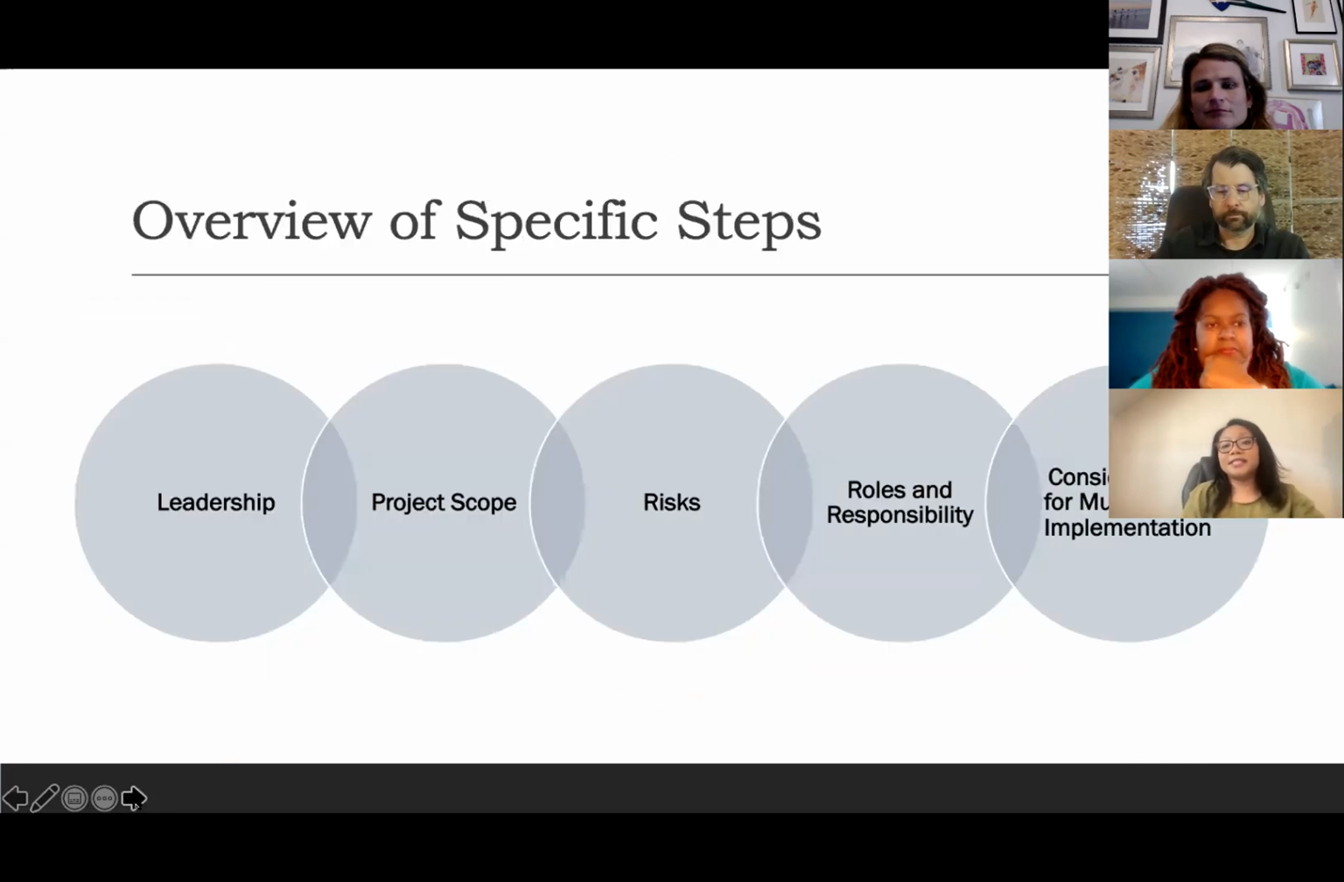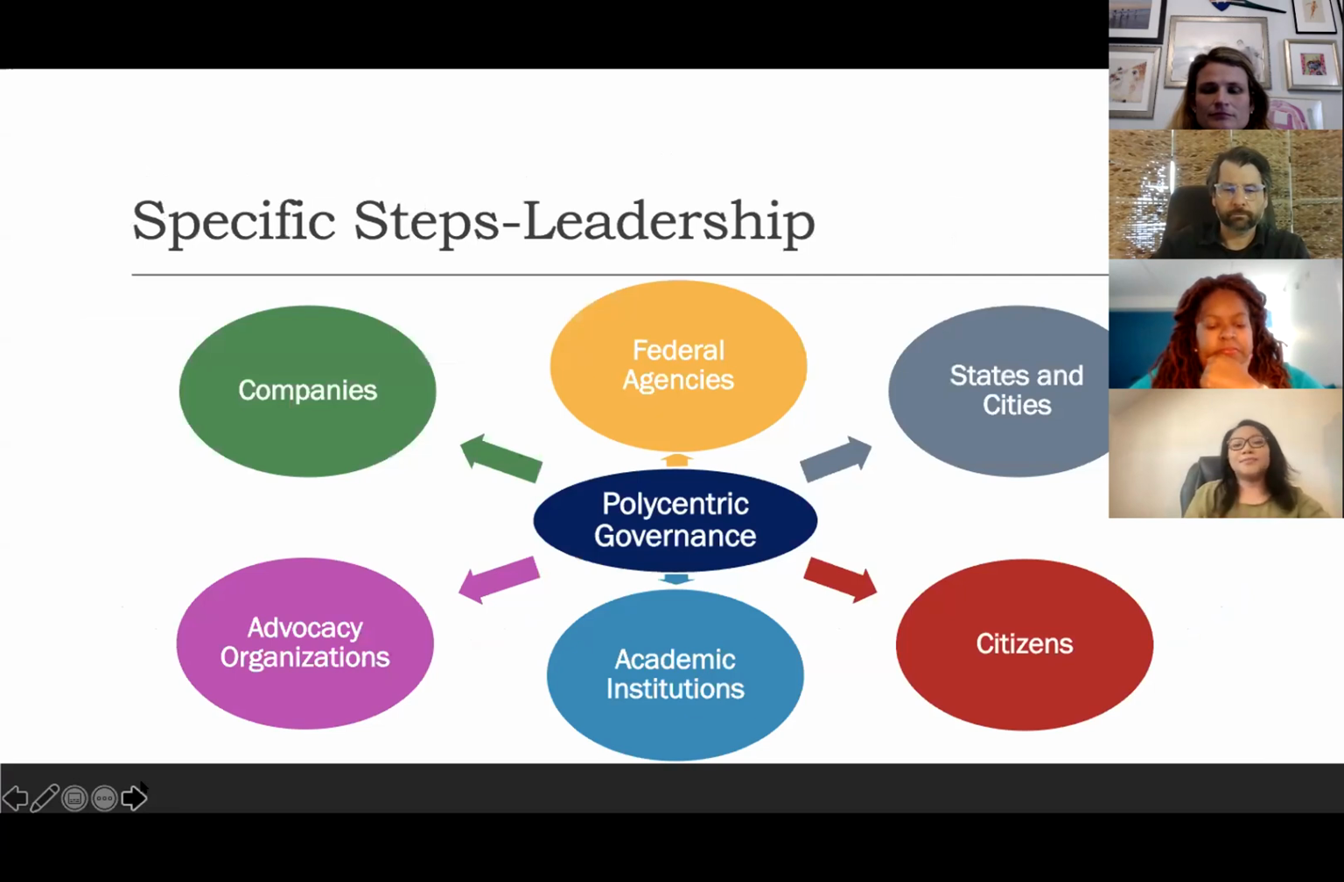And so there are some specific steps that we recognize, and of course we want to define leadership, project scope, risks, roles and responsibility, and considerations for multiple site implementation. So as previously stated, leadership is polycentric. You can see in this chart where we show that there are federal agencies.